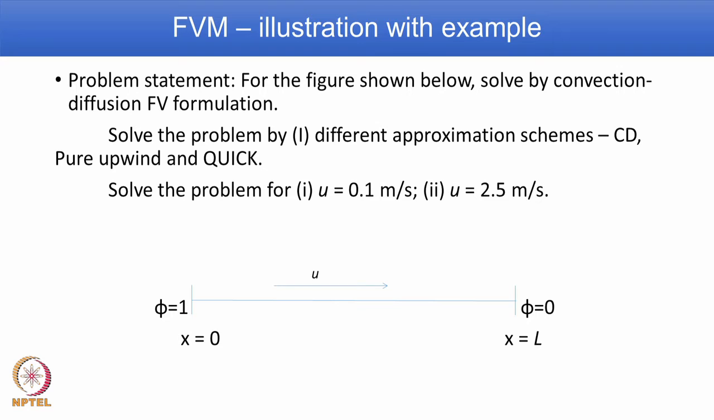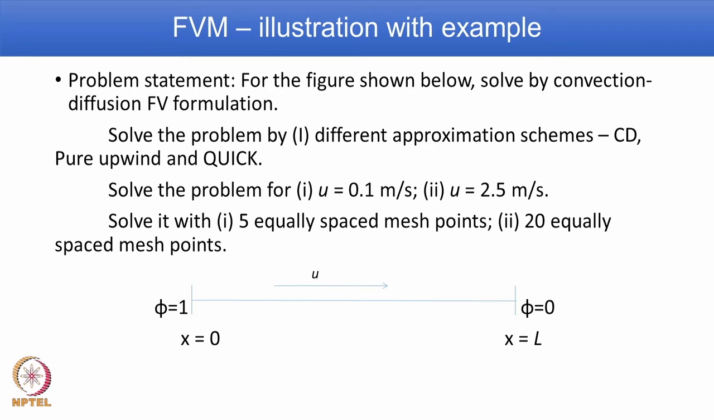Now, to get an idea of how these schemes behave for different flow conditions, we take two different flow conditions, u is equal to 0.1 meters per second, and another condition u is equal to 2.5 meters per second. Then, for the same speed, if you discretize with 5 mesh points and if you discretize with 20 mesh points, what is the difference? The delta x is decided, and the delta x term goes into the expression of coefficient calculations. So, to understand how this mesh spacing also influences accuracy, we have another case: solve the problem with two different mesh sizes, one with 5 equally spaced mesh points, another with 20 equally spaced mesh points. Now, in the further illustration, we will not do all the combinations, we will only look at a few combinations and get an idea of performance.